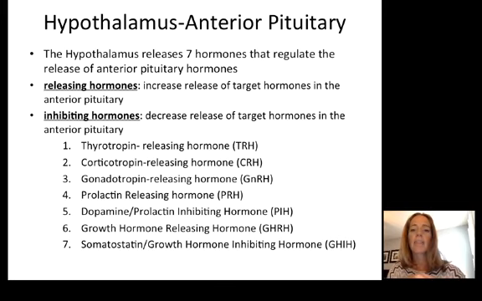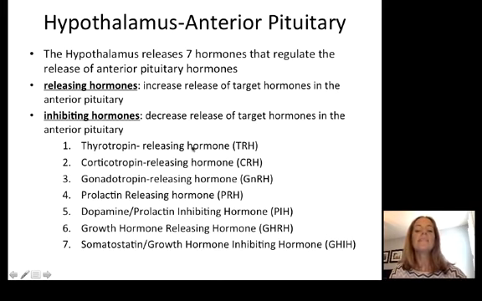So I think, again, we can use the manager-assistant manager idea. These are management hormones, and these management hormones are releasing and inhibiting hormones. So you will see RH and IH in the names of these hormones. TRH is thyrotropin releasing hormone. CRH is corticotropin releasing hormone, etc., all the way down the list.